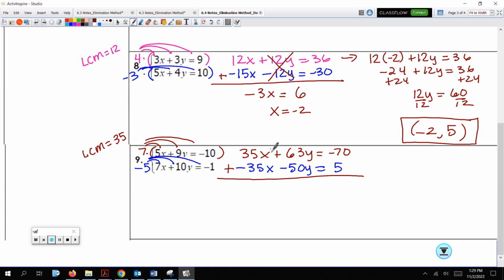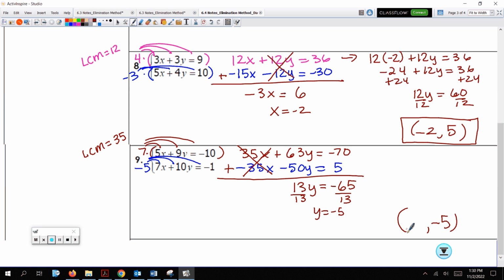So when I add them, I eliminate x. Oh, this is what you eliminate. 63 plus negative 50 is positive 13. Negative 7 plus 5 is negative 65. When I divide by 13, that gives me negative 5. That is my y coordinate. Now I just need to find my x.